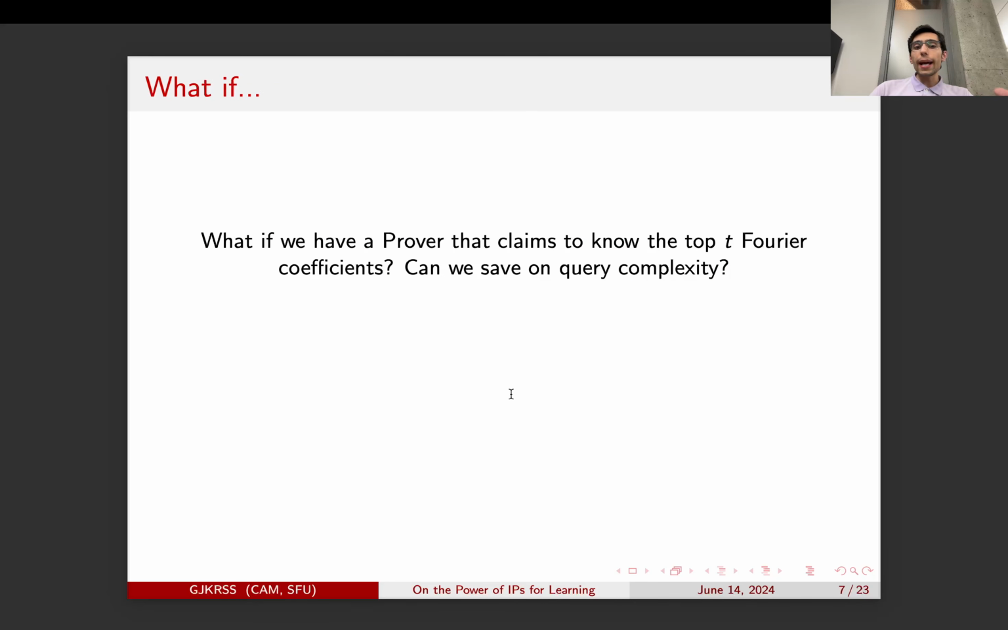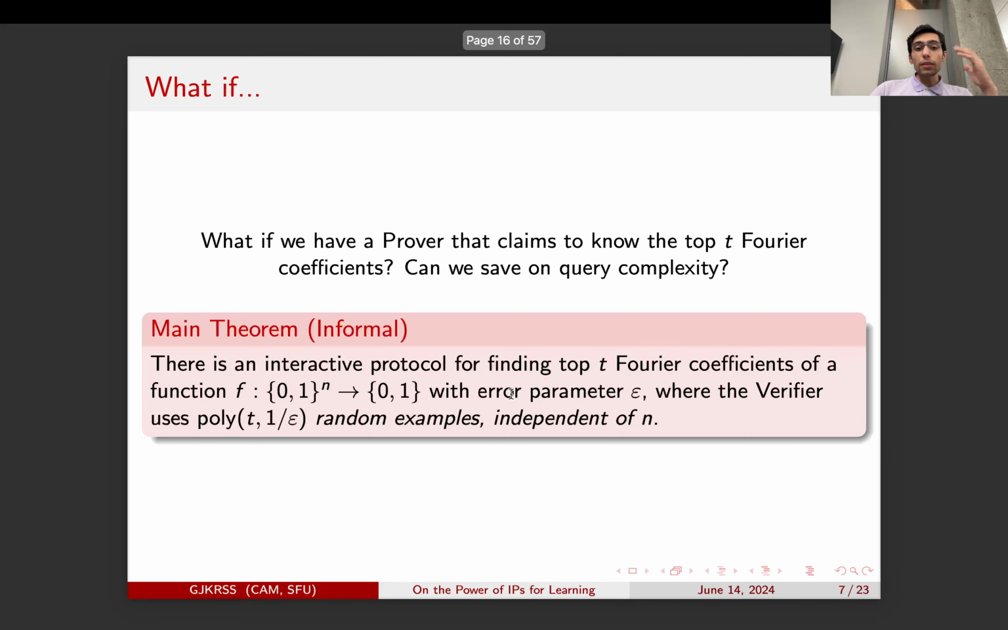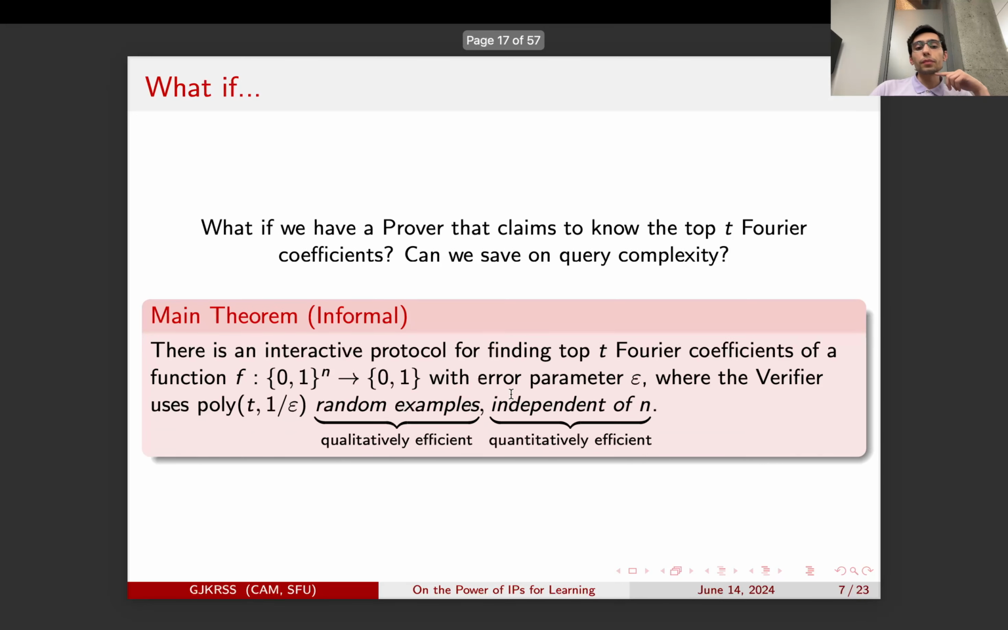Now, what if we have a prover that claims to know the top t coefficients? Can we save on query complexity? The answer is yes. So we have the main theorem of this talk. There exists an interactive protocol for finding the top t Fourier coefficients of a Boolean function f with error parameter epsilon, where the verifier uses polynomial in t and 1 over epsilon random examples, which is independent of n.